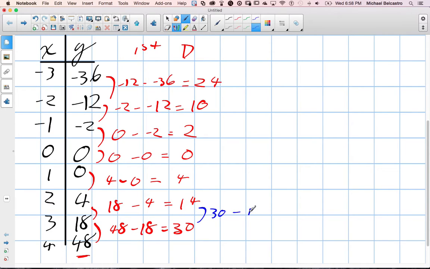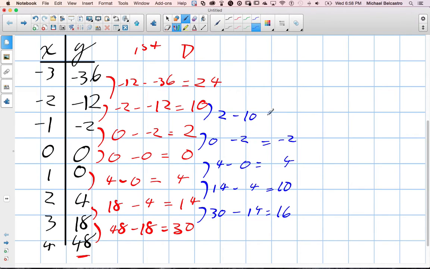30 subtract 14, and we get 16. 14 subtract 4, and we get 10. 4 subtract 0 gives us 4. 0 subtract 2 gives us negative 2. 2 subtract 10 gives us negative 8. And 10 subtract 24 gives us negative 14. Second differences are not constant. We continue our pattern.